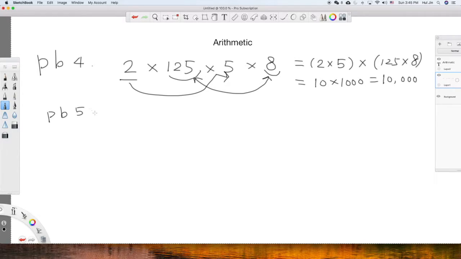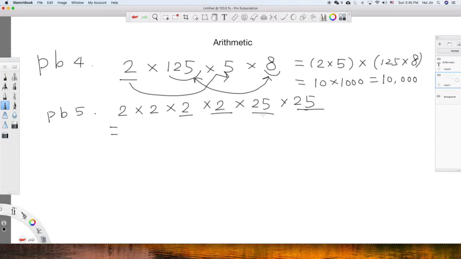Problem number 5. How about I calculate 2 times 2 times 2 times 2 times 25 times 25. All right, this problem is actually very similar to the first problem, except you don't see the pairing directly. Well, actually, you can see the pairing. I mean, you can just pair 2 times 25. It's simple enough, 2 times 25.